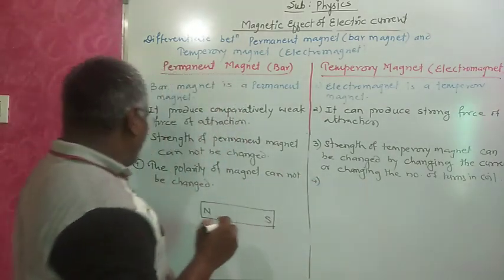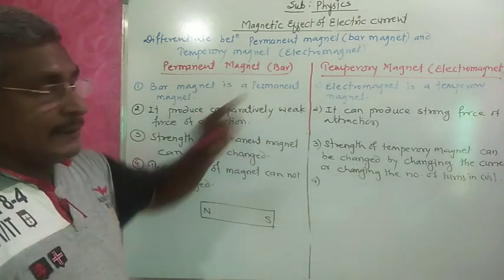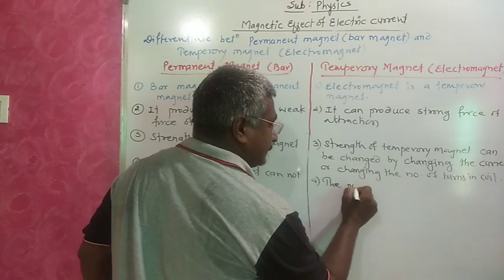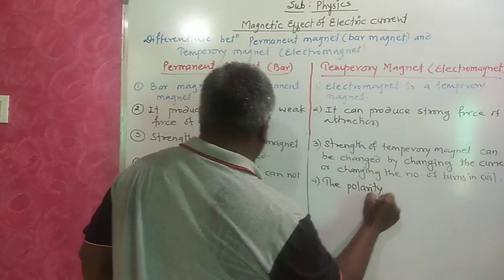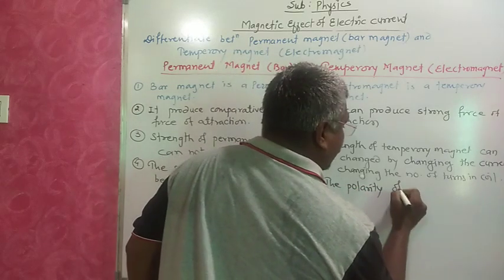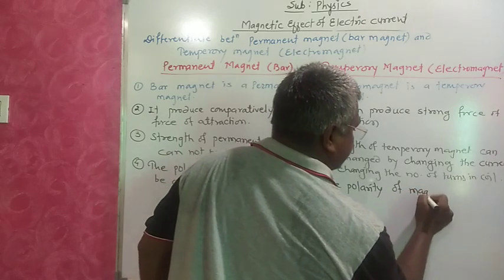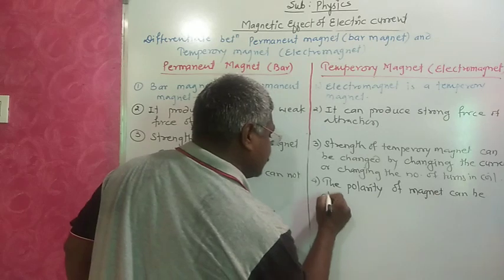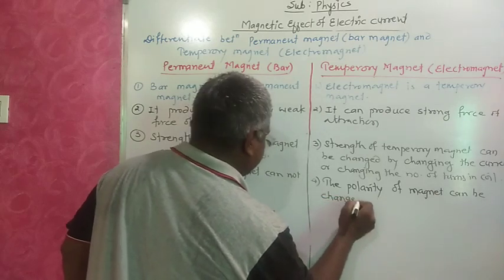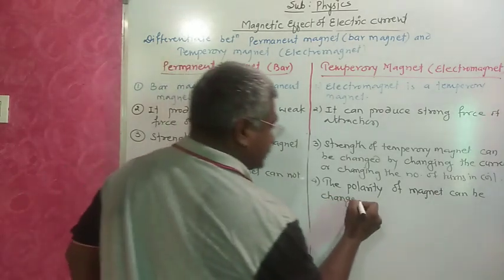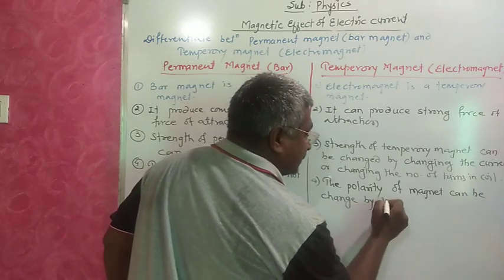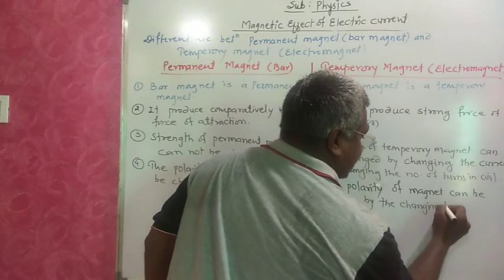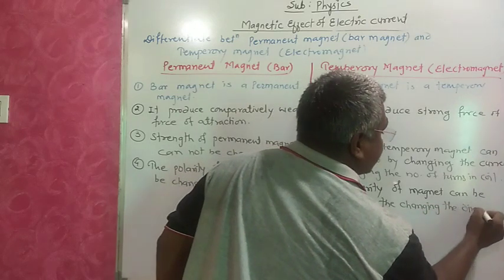Now, in a temporary magnet, the polarity of the magnet can be changed by changing the direction of current.